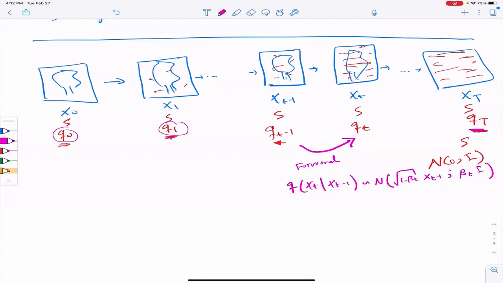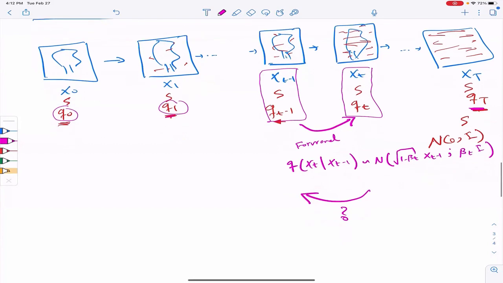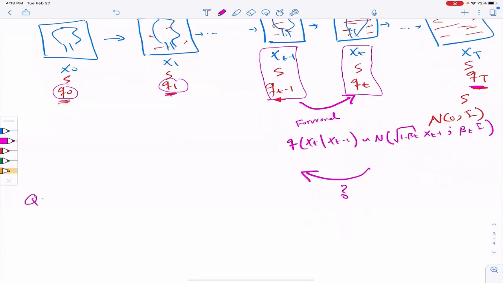Can I come back? Again, I'm assuming I don't have it. If I have the distribution at time t, can I generate the distribution at time t minus 1? Okay, so again, the question is, if I have the distribution q of xt, can I generate the distribution at time t minus 1? That's the question that I have.